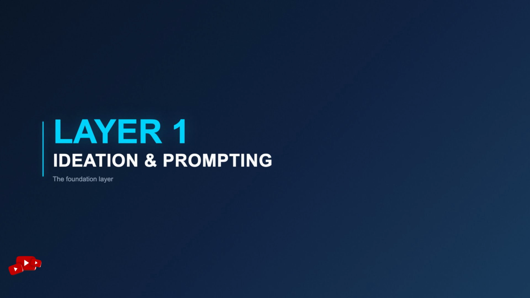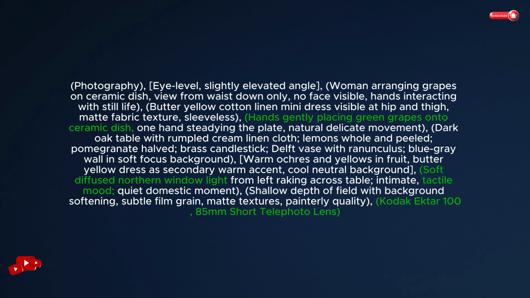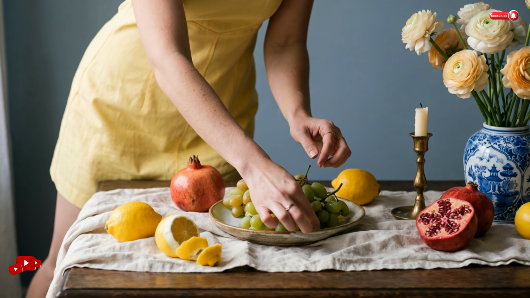Layer 1. Ideation and prompting. This is the foundation that most people skip, and it's exactly why the output looks generic. The job of this layer is thinking, research, scripting, prompt engineering, and creative direction. Before you generate a single image or video, you need to know what you're making and how to describe it to an AI. This is the difference between someone who types a cool photo of a woman in a city and gets something forgettable versus someone who prompts with lighting direction, lens choice, color palette, mood, and compositional intent and gets something that looks like it came from a professional shoot.